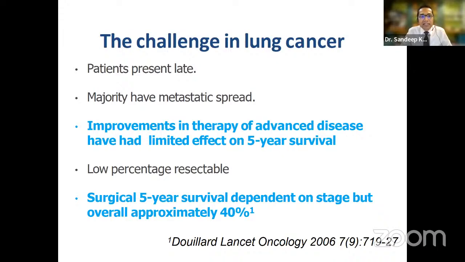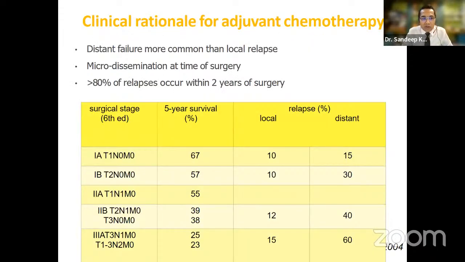The challenge in lung cancer remains that the patient presents late. That is why approximately 20% of the patients are resectable. Majority have a metastatic spread. Improvement in therapy in advanced disease has a limited impact on 5-year survival. There are very low percentages that are resectable, and the 5-year rates depend on stage, but even in early stages, the risk of recurrence is always there. You can see here the 5-year survival according to stages 1A, 1B, 2A, 2B, 3A, and 3B. The 5-year survival rates have been dismal. They range from approximately 70% to 20%.